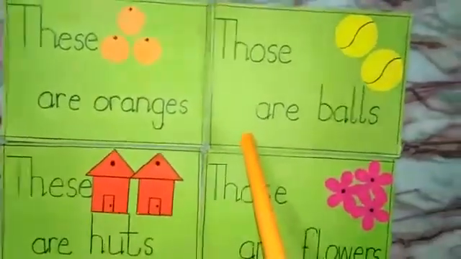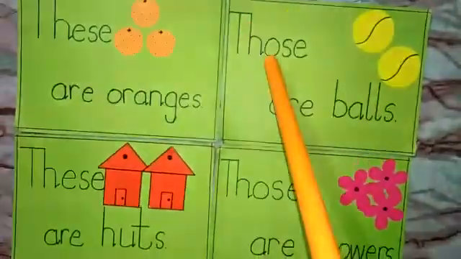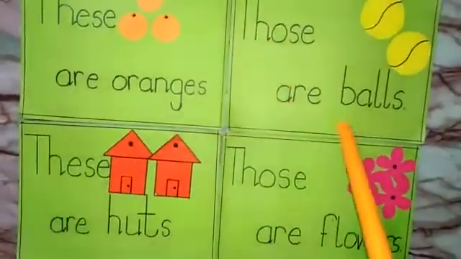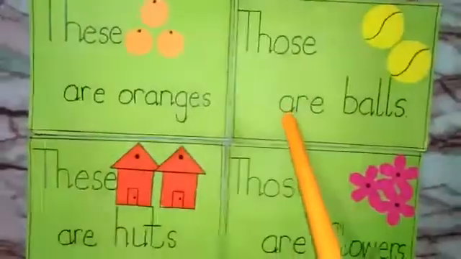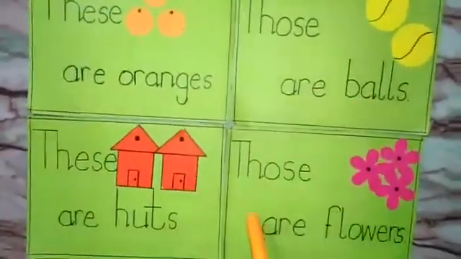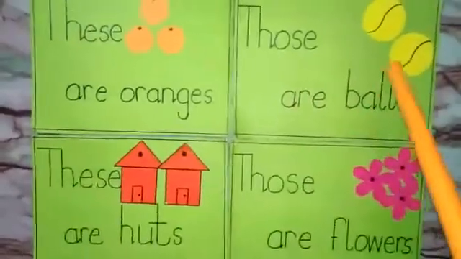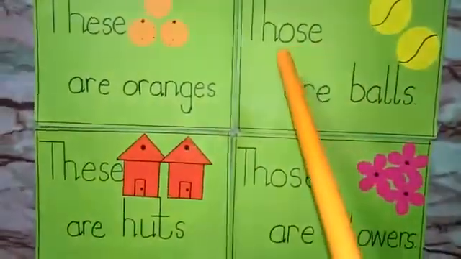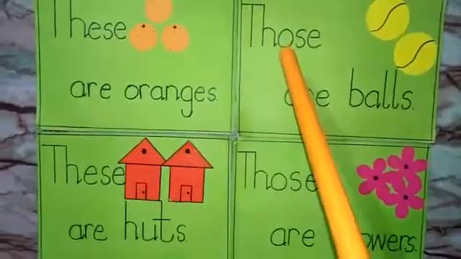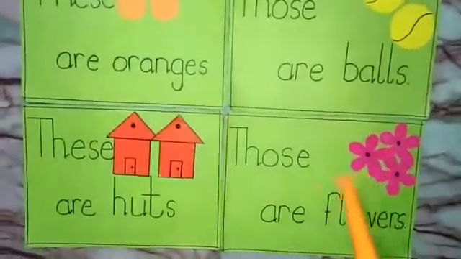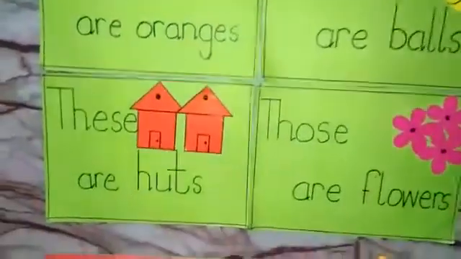And in the next flashcard, all of you are watching, those are balls. Those are flowers. Those are balls. Balls are not near to the sentence, and flowers are also not near. Clear? Okay. All of you now come to the copy work.